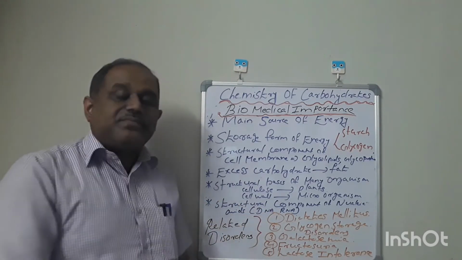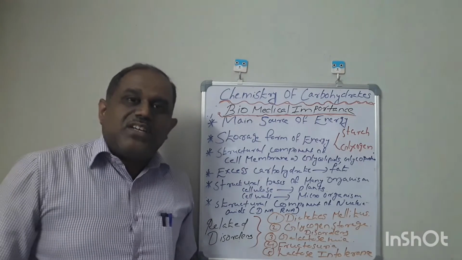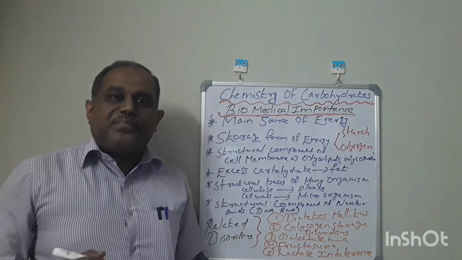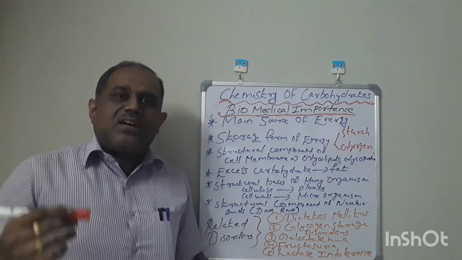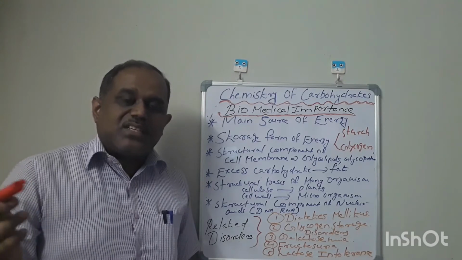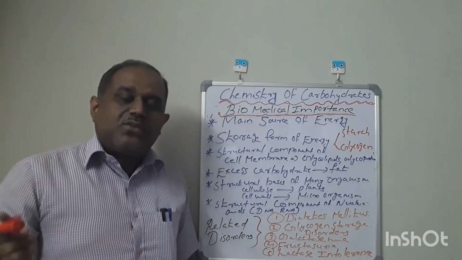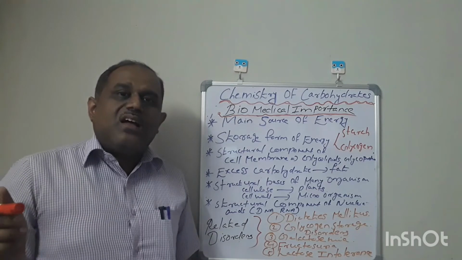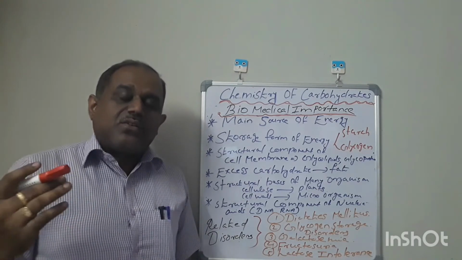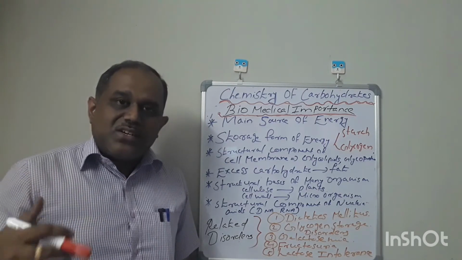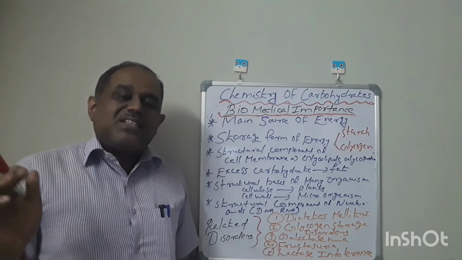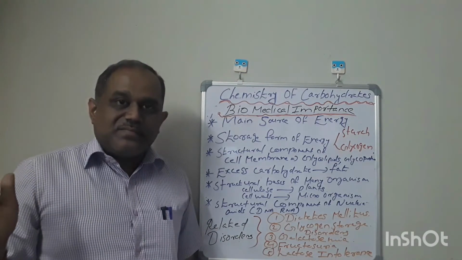Then coming to the related disorders. The first disorder, I think you might have heard about, is diabetes mellitus. Other disorders we are going to learn under carbohydrate metabolism are glycogen storage disorders, glycosuria, galactosemia, hereditary fructose intolerance, fructosuria, lactose intolerance. We'll be discussing those under the metabolism of carbohydrate.